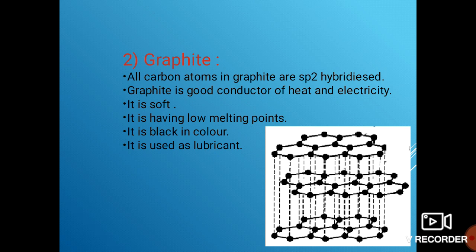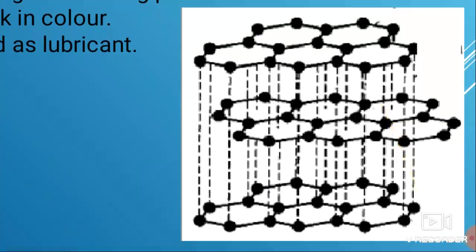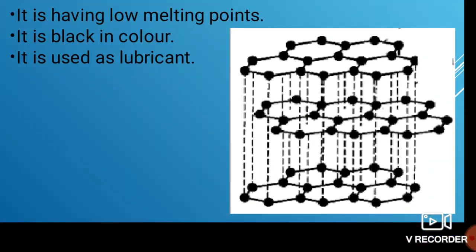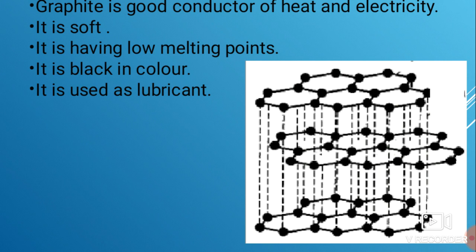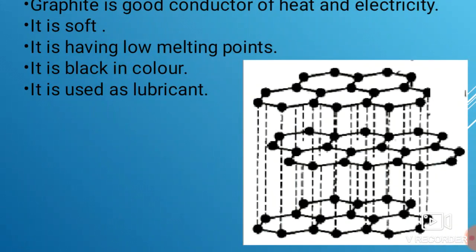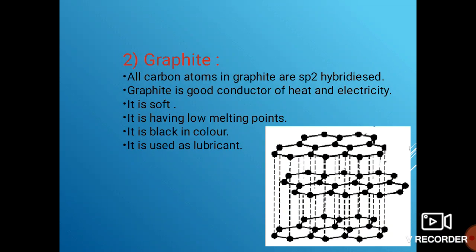Second is graphite. Graphite has a layer-like structure. This is the structure of graphite, and it is a layer-like structure. In each layer, carbon atoms are arranged in a hexagonal planar arrangement, and the hybridization is sp2. In this structure, 3 sigma bonds and 1 pi bond are present for each carbon. It is a good conductor of heat and electricity. It is very soft and has a low melting point. It is black in color and used as a lubricant.